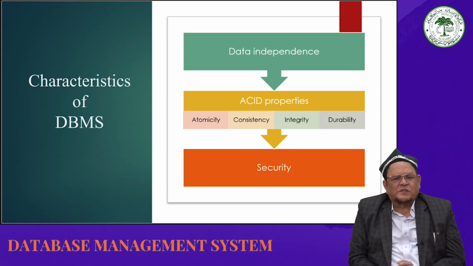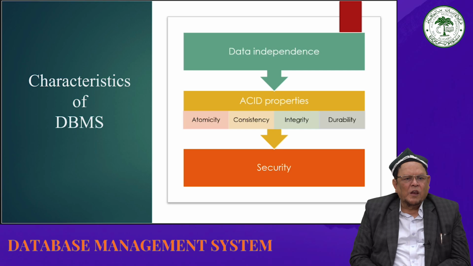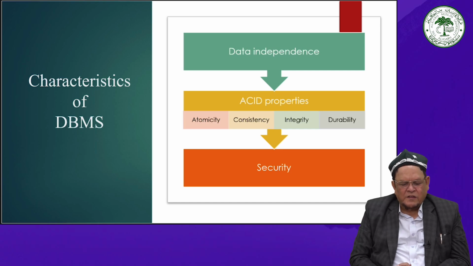Characteristics of database management systems. Some well-known characteristics of a database management system are data independence. There are two types of data independence: logical independence and physical independence. Logical independence: changes in the logical structure do not affect the application program.